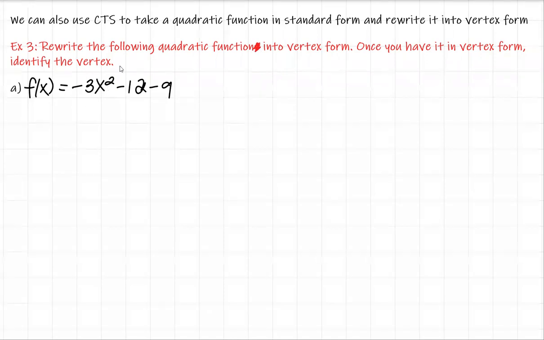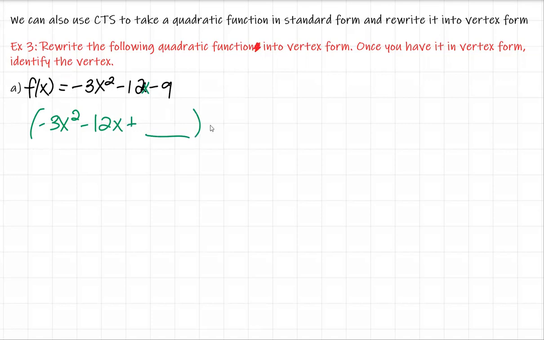Okay, we don't always need an equation. We can have a function to complete the square. So let's see how we do that. Remember, our first step was to separate away the c. In this case, we're going to have to leave it on the same side. All right, so negative 3x squared minus 12x plus something minus 9. Step 2, that was to factor out a GCF.